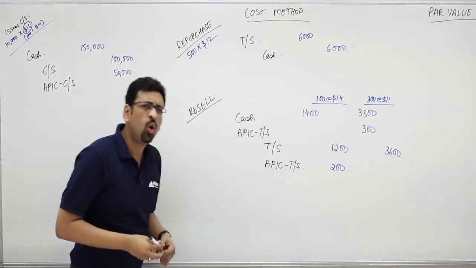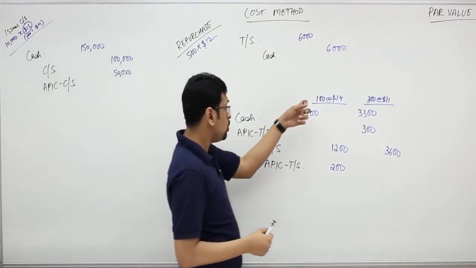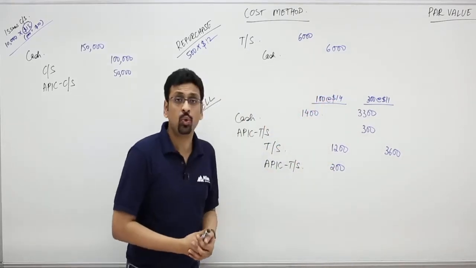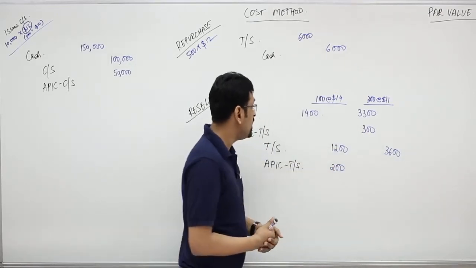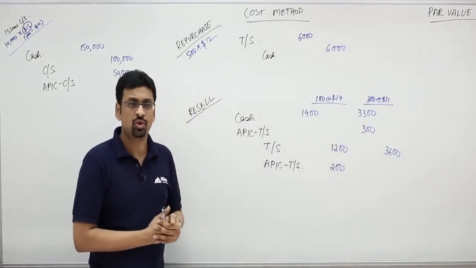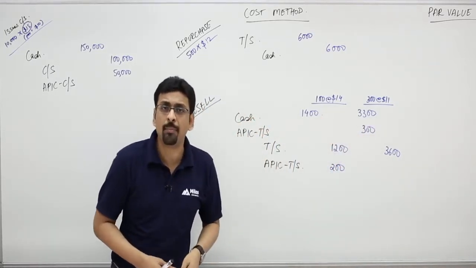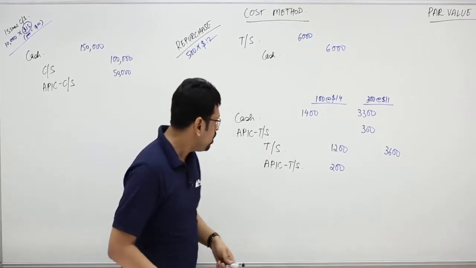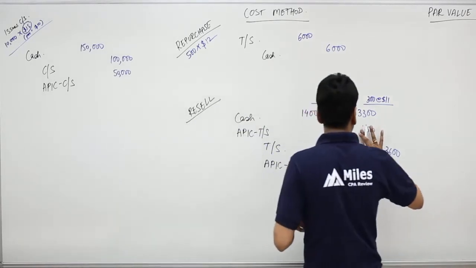Now generally you don't want to have debit balances in your APIC accounts. So when we sold 100 stocks at 14, we had a $200 gain, a credit going to APIC treasury stock for 200. Now in this case, we have a debit of 300 to APIC treasury stock. So after these two journal entries, the APIC treasury stock would end up having a net debit of 100. We don't want that. So what we'll do instead is debit only 200 to APIC treasury stock.